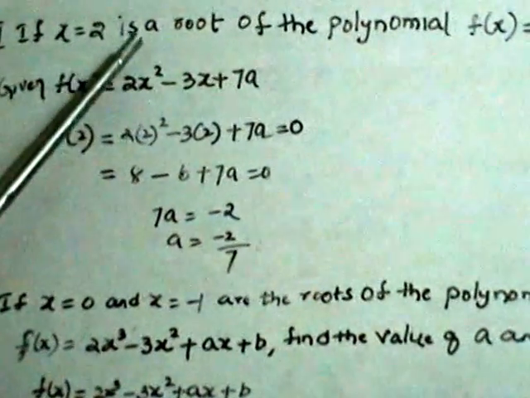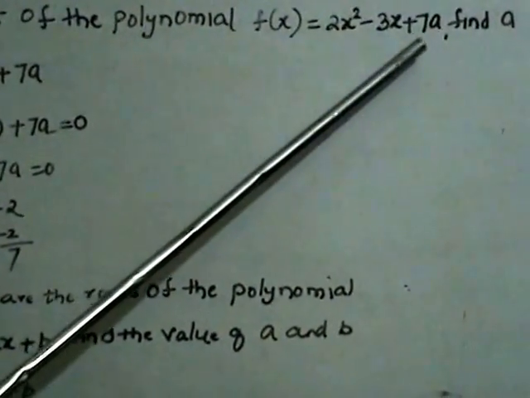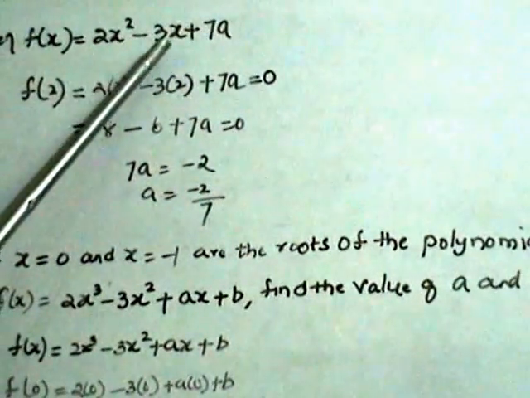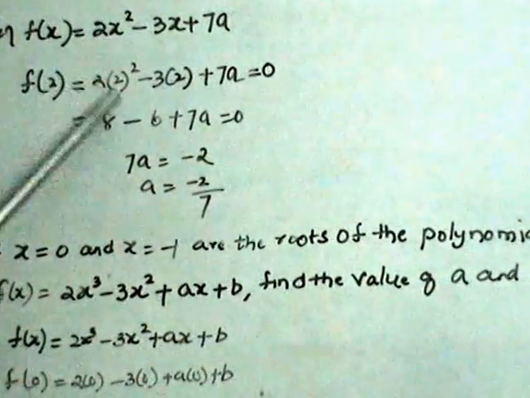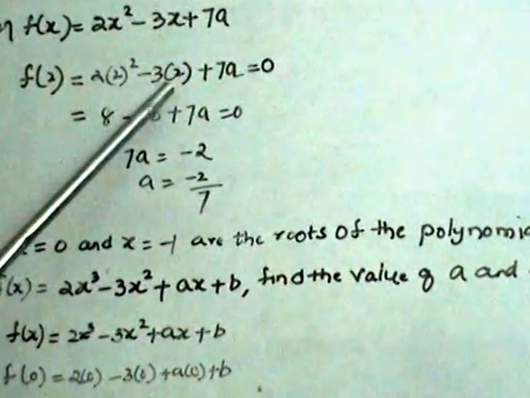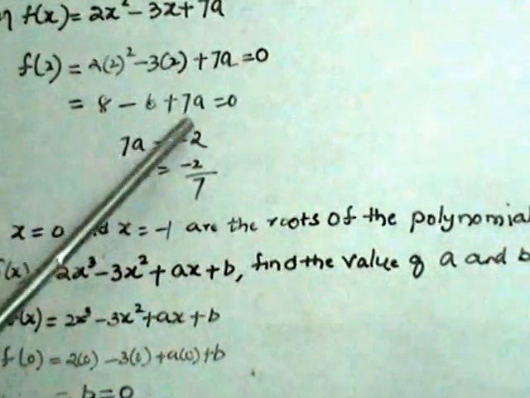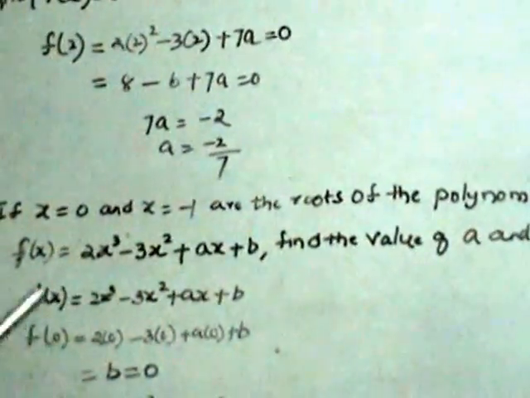If x is equal to 2 is a root of the polynomial f of x is equal to 2x square minus 3x plus 7a, find the value of a. Given f of x is equal to 2x square minus 3x plus 7a, f of 2 is equal to, replacing x with 2, 2 into 2 whole square minus 3 into 2 plus 7a is equal to 0. That is 8 minus 6 plus 7a is equal to 0. 7a is equal to minus 2, a is minus 2 by 7.